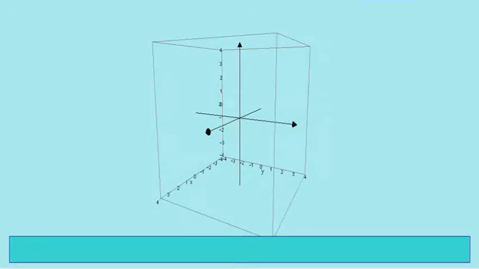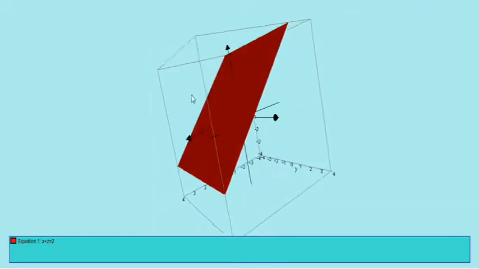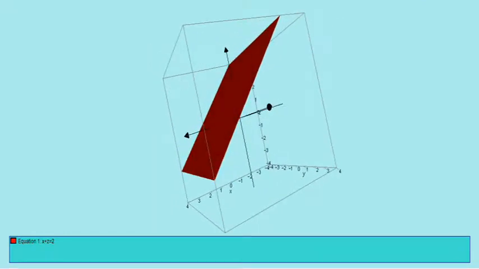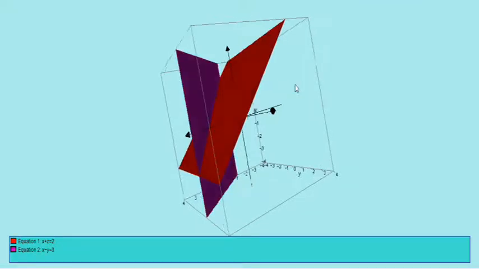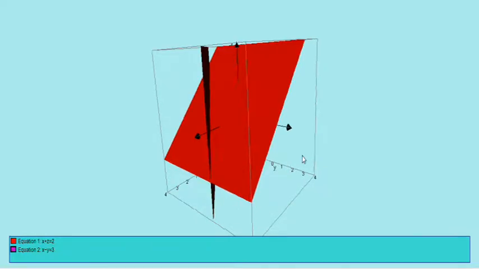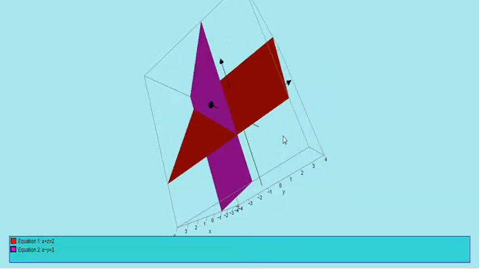Now I'll construct three planes that have no common points of intersection, and the three planes will not be parallel. My first plane will be x plus z equals 2. Next we'll have x take y equals 3. These two planes intersect at a line along here. And my third plane is y plus z equals 5.